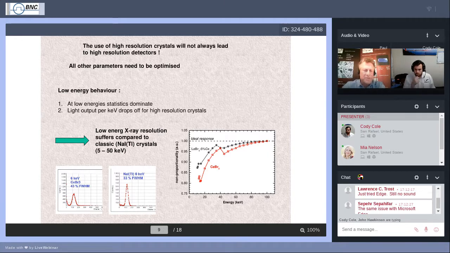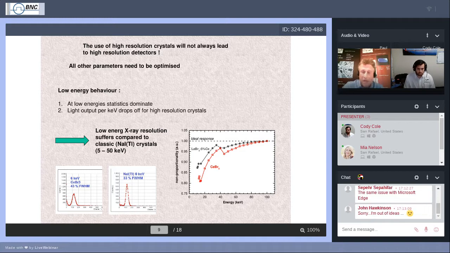Another thing is the low energy behavior. It happens to be that for most high-resolution crystals, the lanthanum bromide, cerium bromide, and so on, the light output decreases at lower energies. So it means that at a low energy of, for example, 6 keV for X-rays, the best resolution is not achieved with a high-resolution crystal, but actually is achieved by classic sodium iodide crystals. You see here some spectra at 6 keV, where we can achieve a resolution of roughly 30% for sodium iodide and about 40% for cerium bromide.